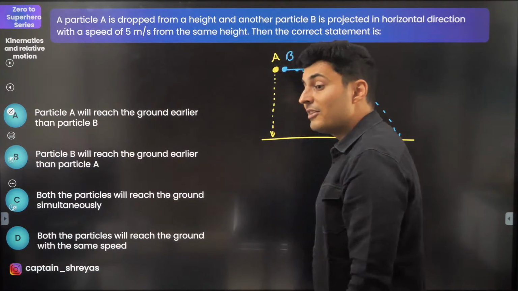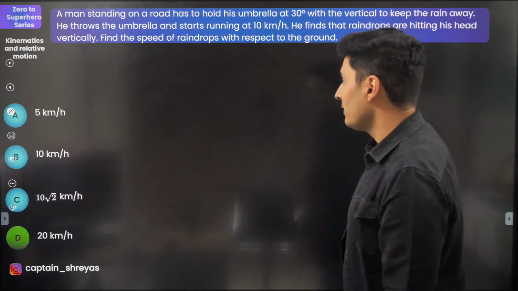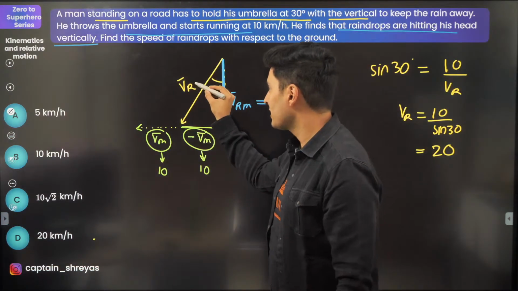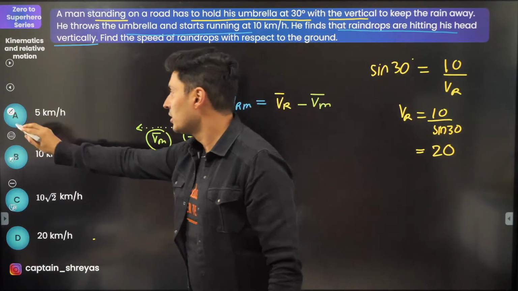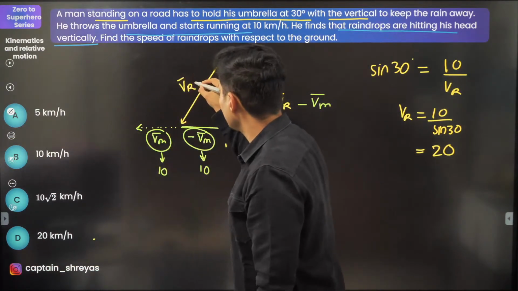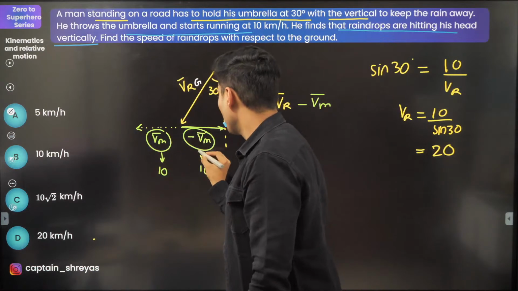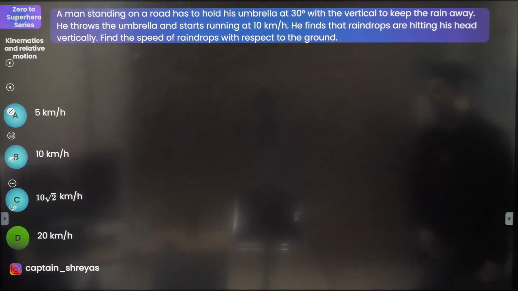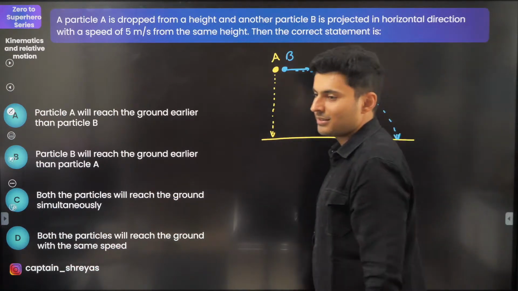Is it with respect to the ground or man? VR will be with respect to ground. Whenever you see single subscripts, it is always with respect to ground. It is an unsaid rule. When I don't put anything, it is basically ground. So that G is there by default. Okay, let's try to figure this out.